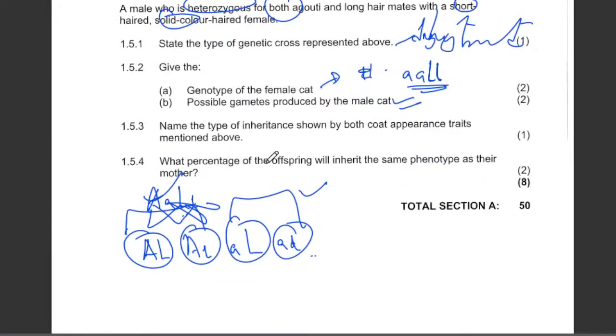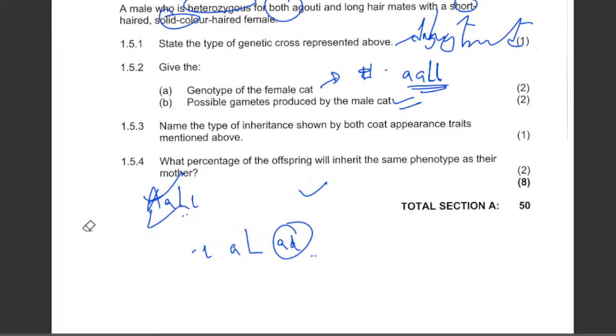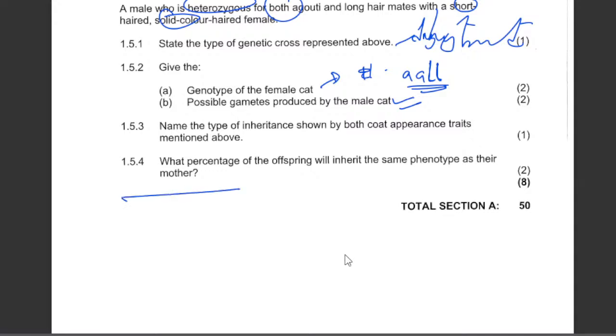Then they are saying, what percentage of offspring have the same phenotype as the mother? Now here you have to cross and then find out. It's a long question, eh? So you're supposed to do the cross and then find out what is the percentage. Remember the mother, they are saying the mother. Remember the mother is small l, small l.